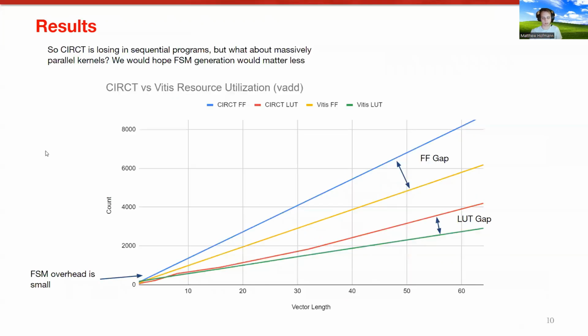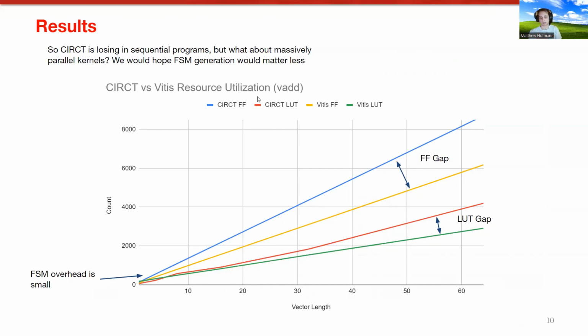So, CIRCT is kind of losing in the sequential programs, but what if we force Calyx to produce massively parallel kernels? So we would hope that FSM generation would matter less here. And here we can see that, yes, the FSM overhead is small, but a component of it we think is still scaling with the computation.